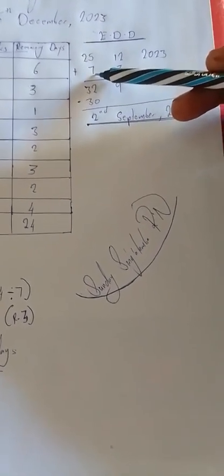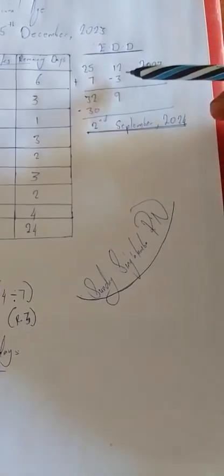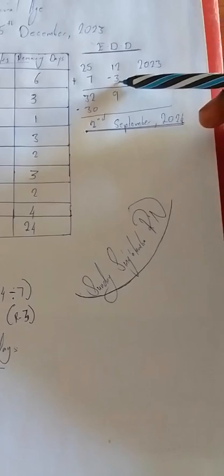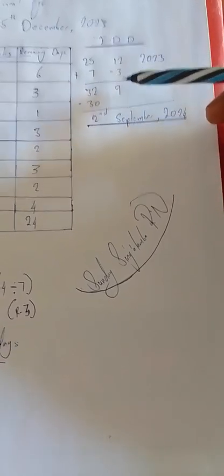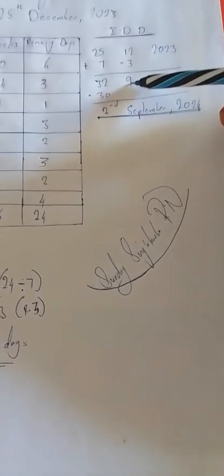So if we add this 25 plus 7, we're going to get 32 days. Then here, if we subtract 3 from 12, we're going to get 9. So we write our 9 here.